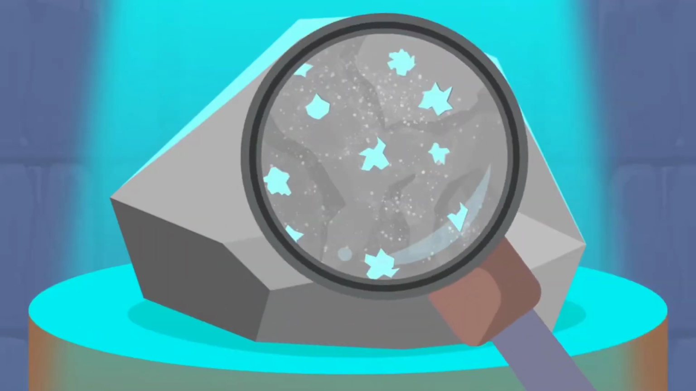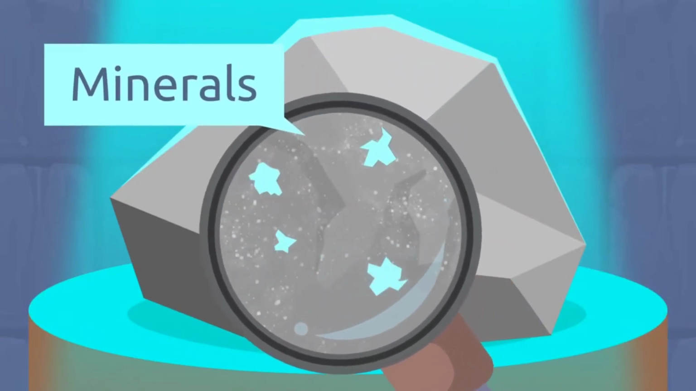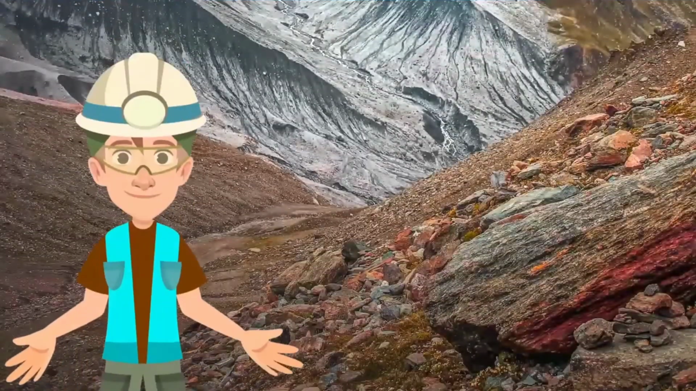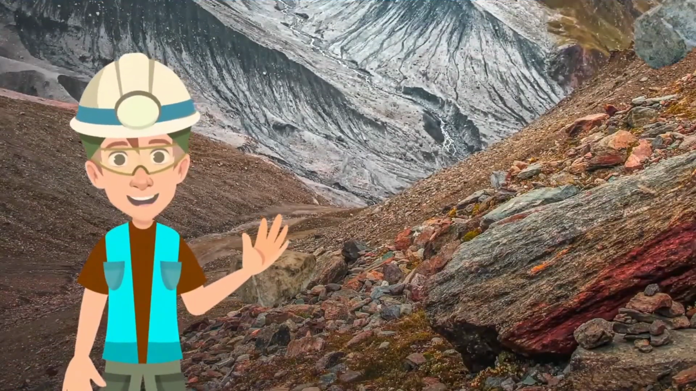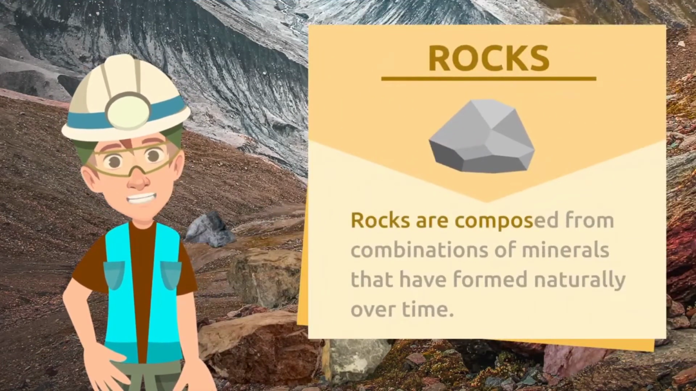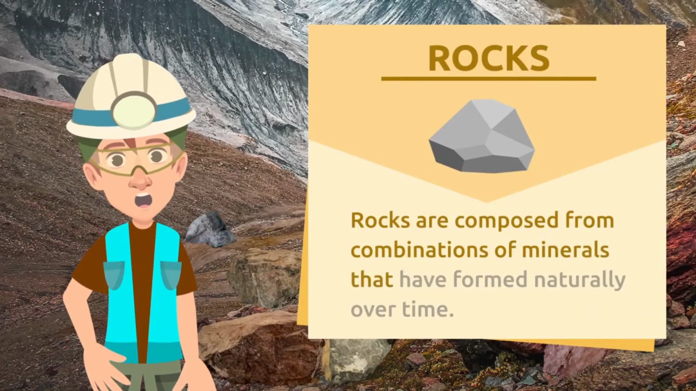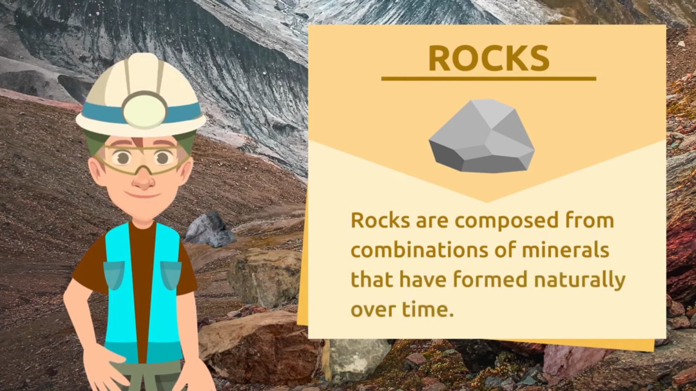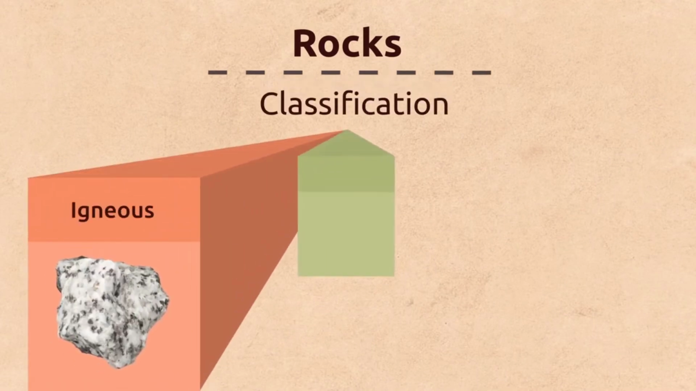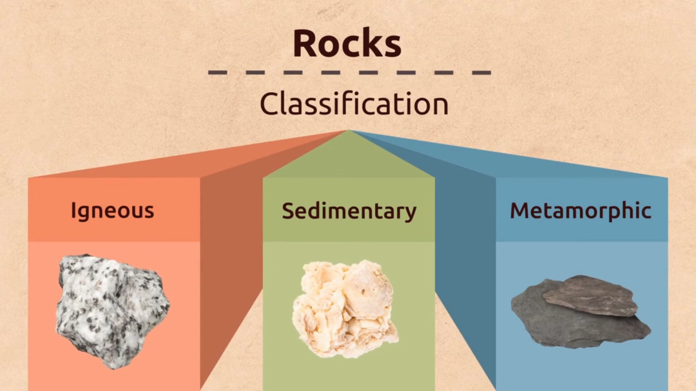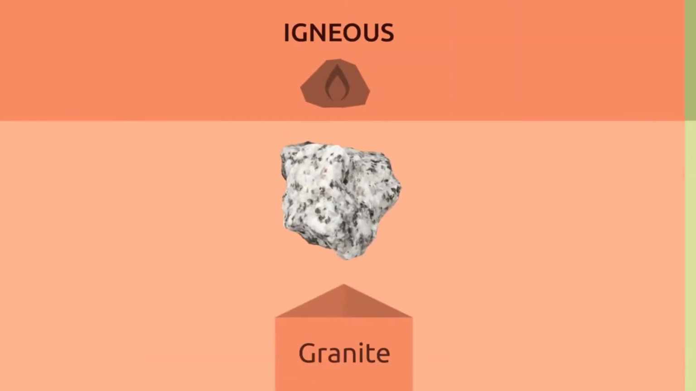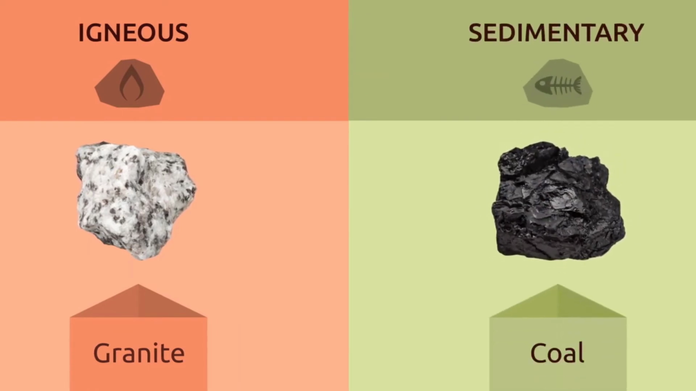We're going to use this magnifying glass to observe this rock. Can you see it's made up of different elements? That's right, my friend. Those elements are called minerals, and all rocks are made up of them. Rocks are composed of combinations of minerals that have formed naturally over time. On the basis of their origin, rocks can be classified as igneous, sedimentary, and metamorphic. Let me show you some examples of rocks. This is granite rock, coal, and marble.